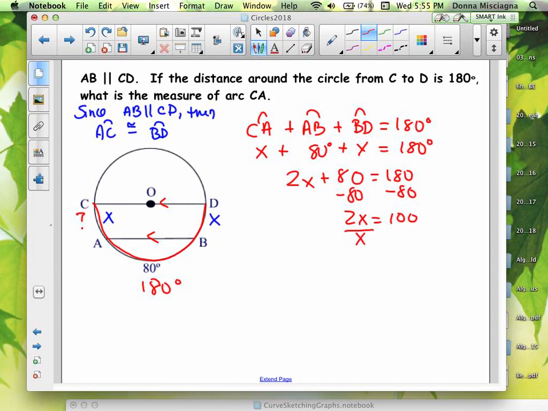Which means that, oops, I'm going to divide by 2, not by x. I was thinking what my next step was going to be after I divided by 2. And that next step was going to be x is equal to 50 degrees, which means that arc CA is equal to 50 degrees.